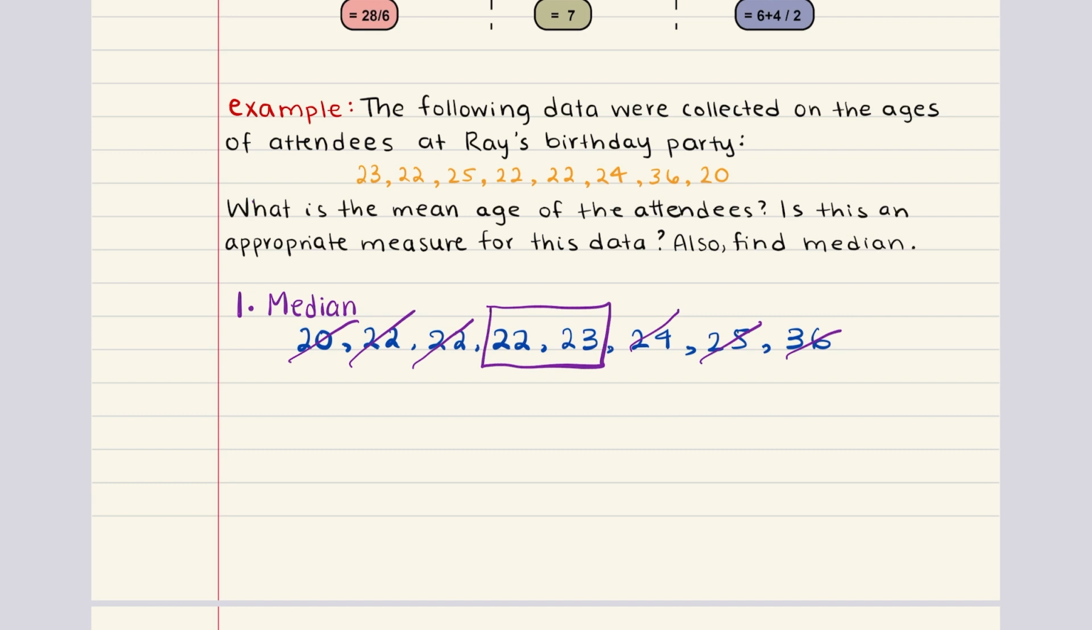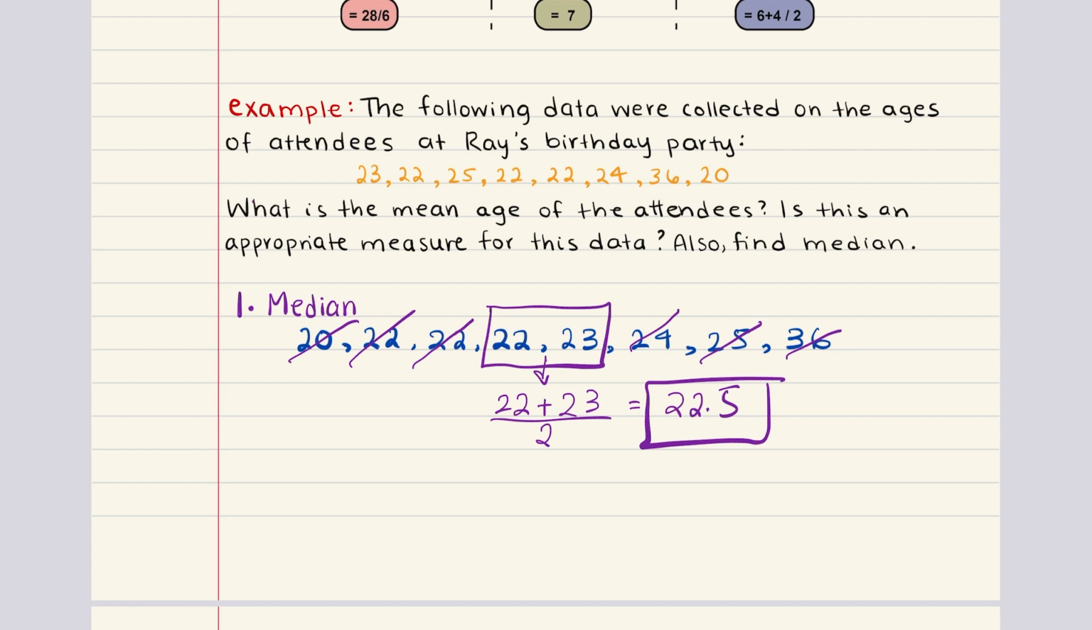Now we're going to have to find the mean of these 2 values to get the median. 22 plus 23 divided by 2 gets us the mean of these 2 values. This is going to be equal to 22.5. 22.5 is the median for this data set.